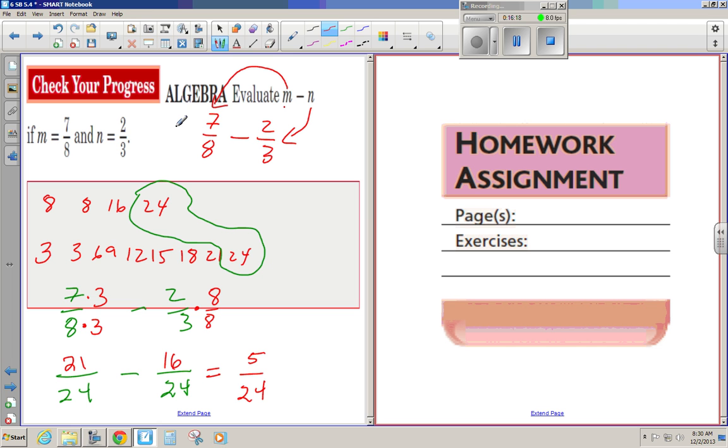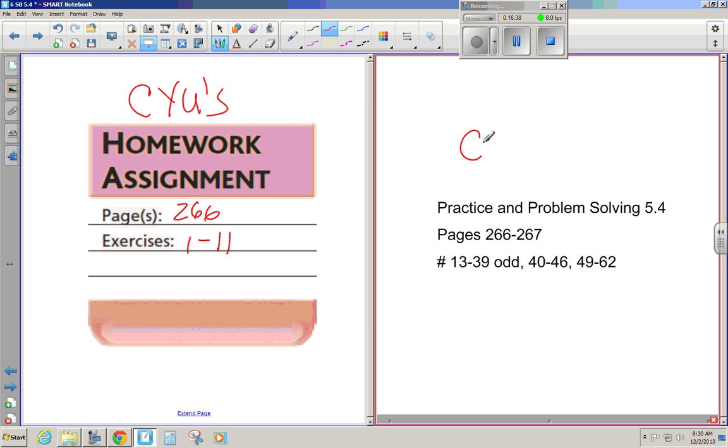All right. So an additional part of your homework, please remember, is to do the CYUs, which are on page 266, and you should do 1 to 11. This will be what we work on in class. Good luck.